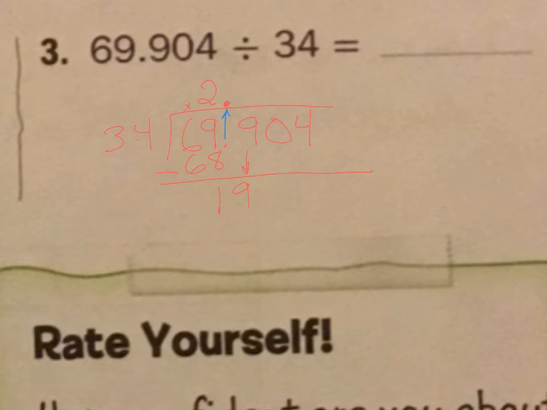All right, how many times does 34 go into 19? 0 times. 0 times 34 is 0. Subtract that out, I get 19. Now I bring down my next number, which is 9. Now, how many times does 34 go into 199? I got to do a guess and check here. I'm going to do 5. 34 times 5. So 5 times 4 is 20. 15 plus 2 is 17. 170. I don't think we can go any more than that. So, I'm going to say 5.